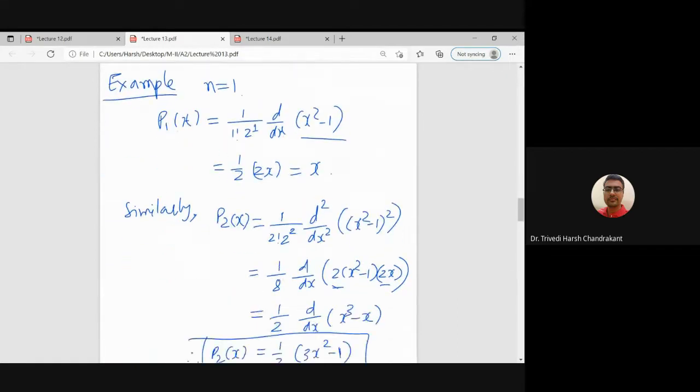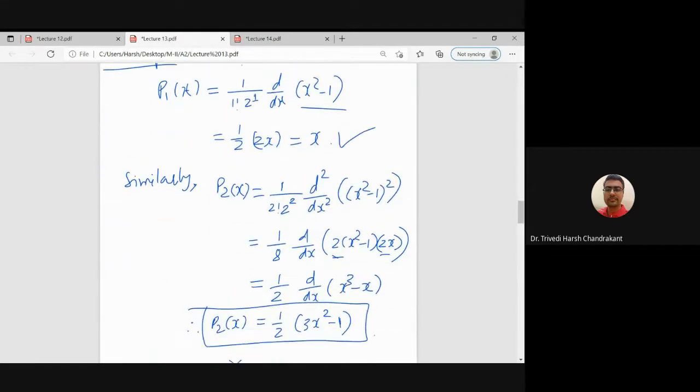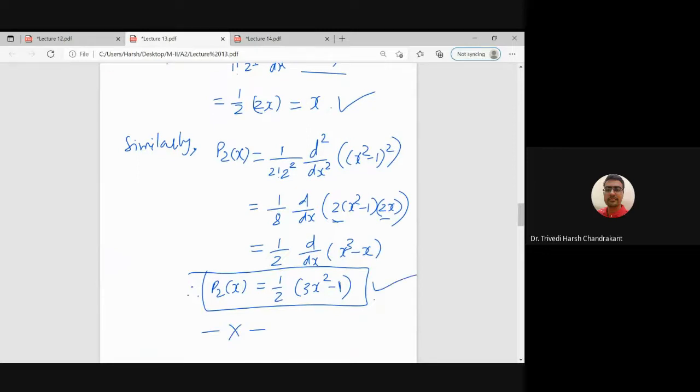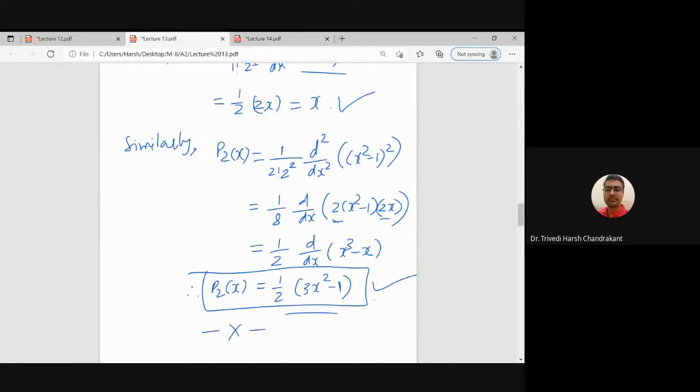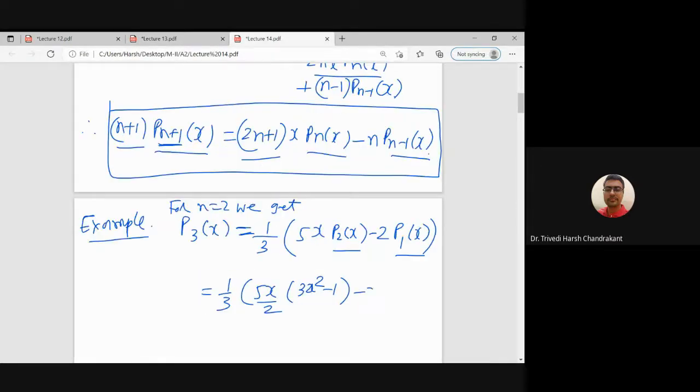Right, so our P1(x) is x, P2(x) is half of 3x² minus 1. Let us substitute P1 and P2 and find P3 using this equation. So P2(x) is (3x² minus 1) divided by 2, right? That is this, and P1(x) is x.